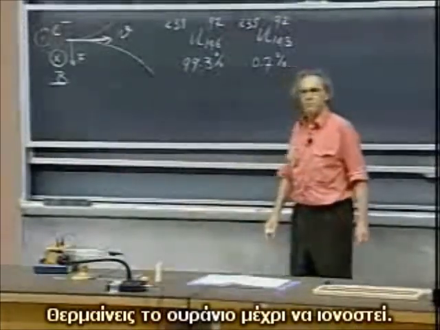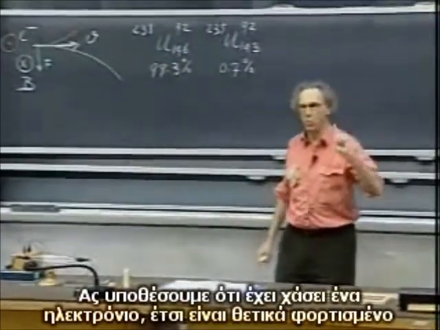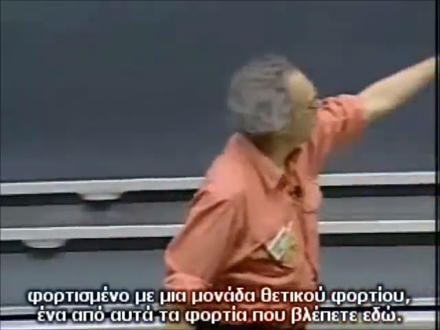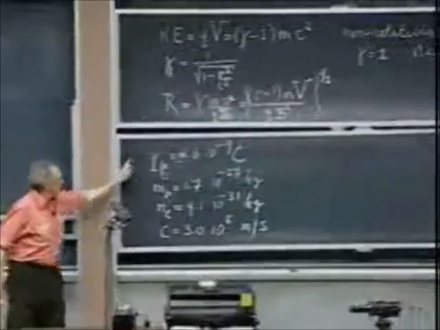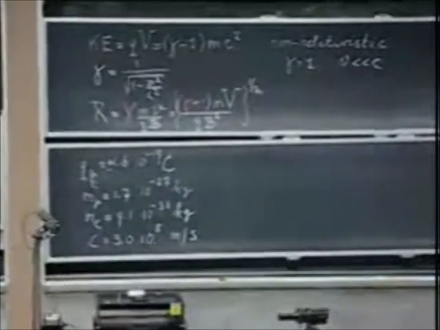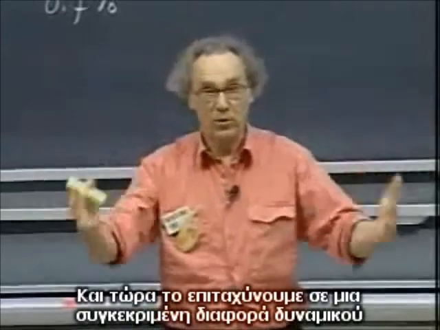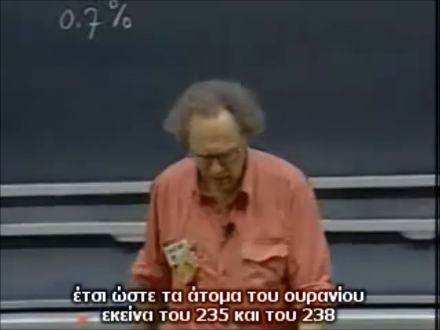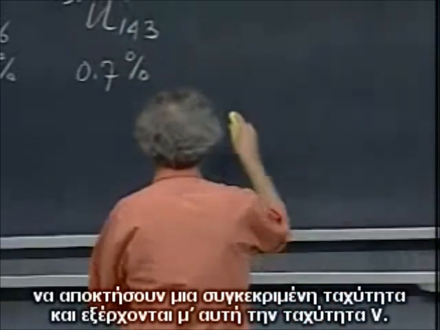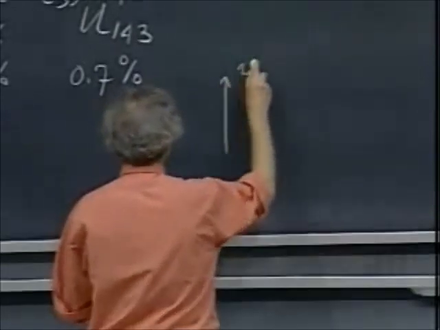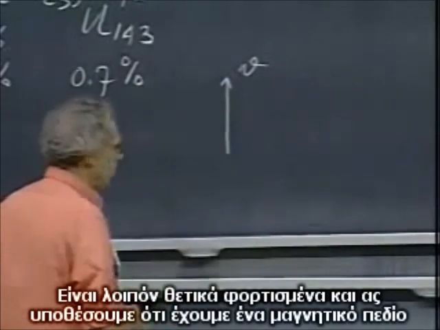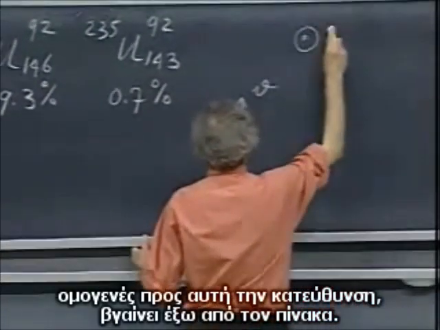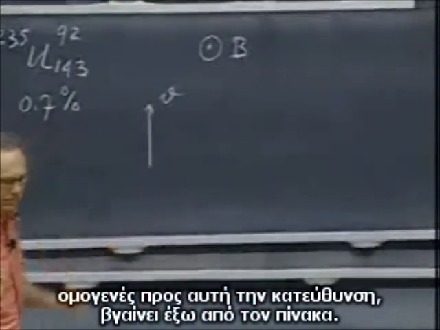You heat the uranium so that it ionizes. Let's assume it's ionized once, so it loses one electron. So it's positively charged with one unit charge, one of those charges that you see here. And we now accelerate it over a certain potential difference, so these uranium atoms, the 235 and the 238, get a certain speed. And they come in here with this speed, V. So they're positively charged. And let's assume that we have a magnetic field that is uniform and that is in this direction. It comes out of the blackboard.